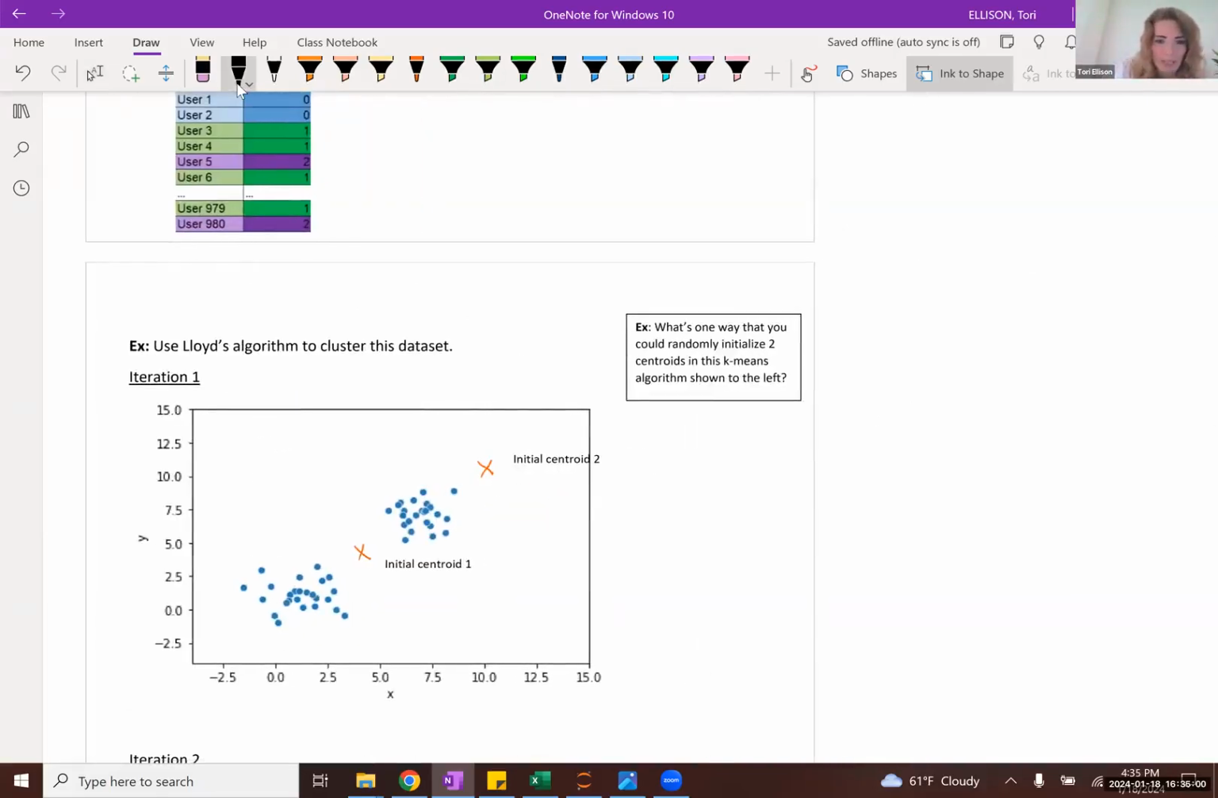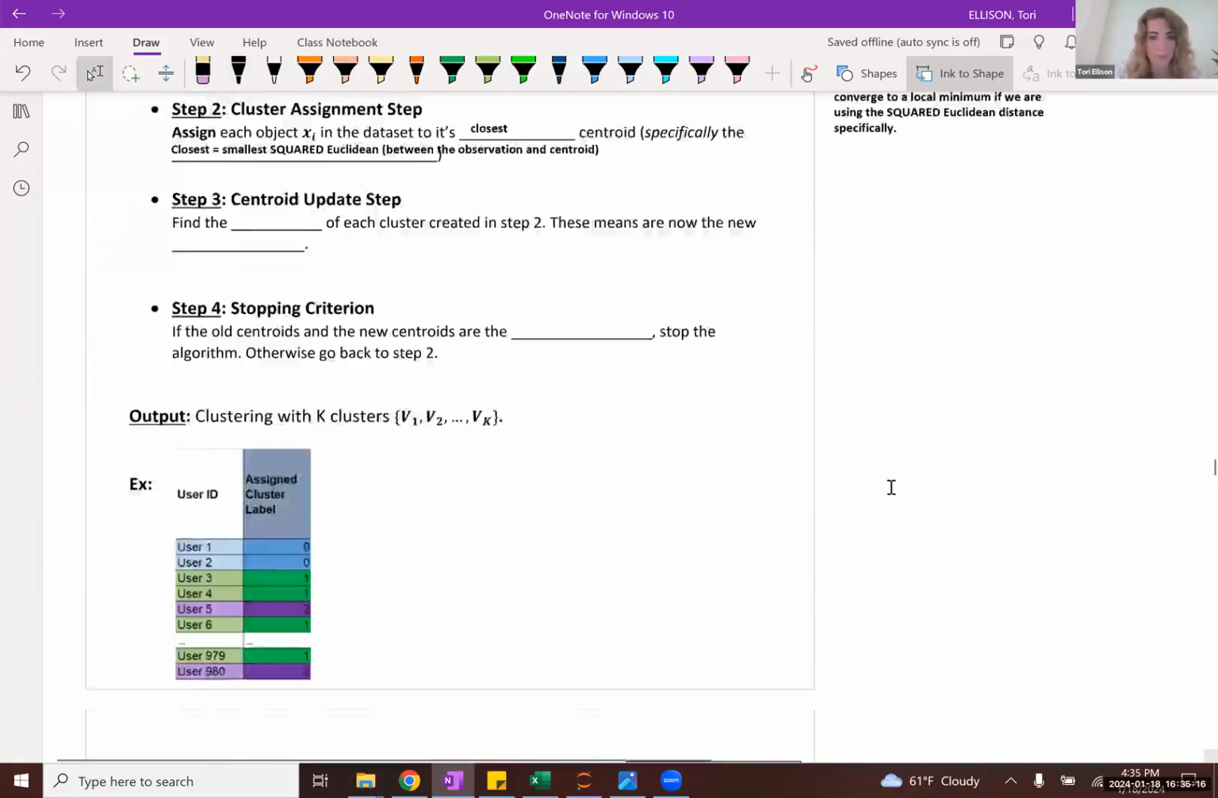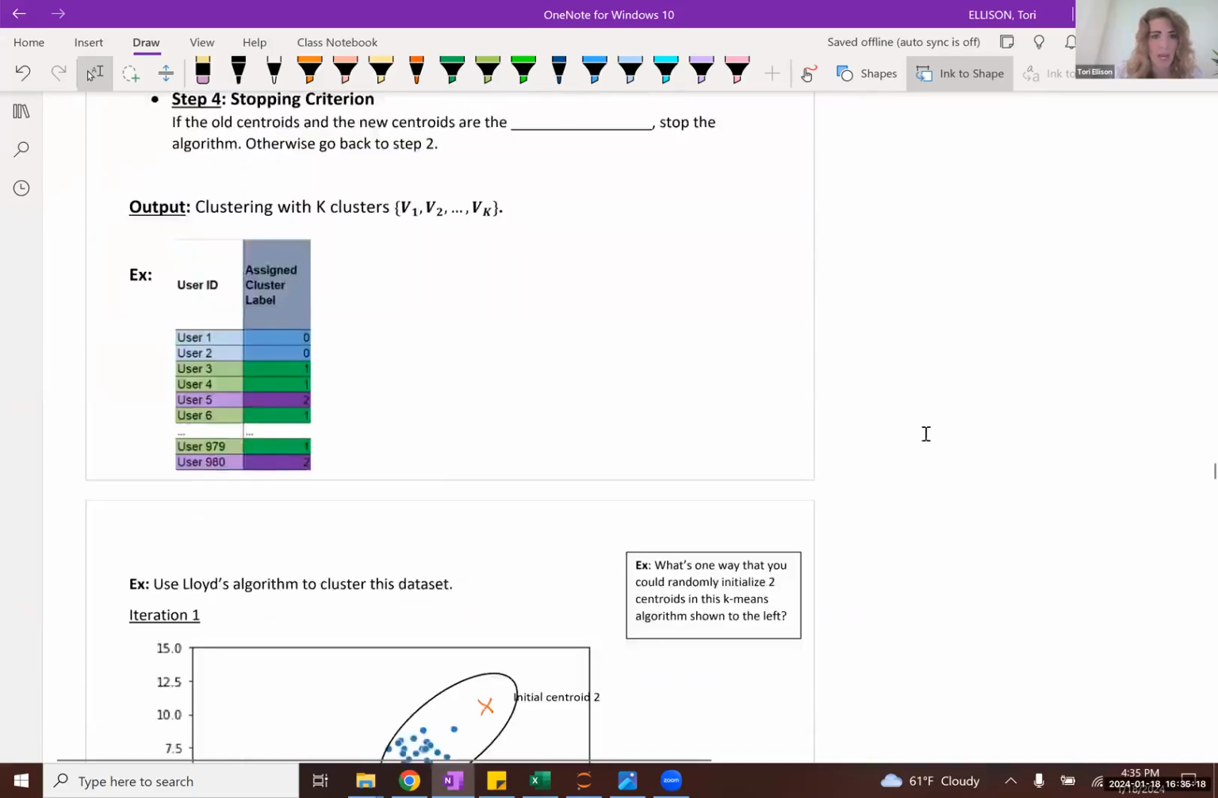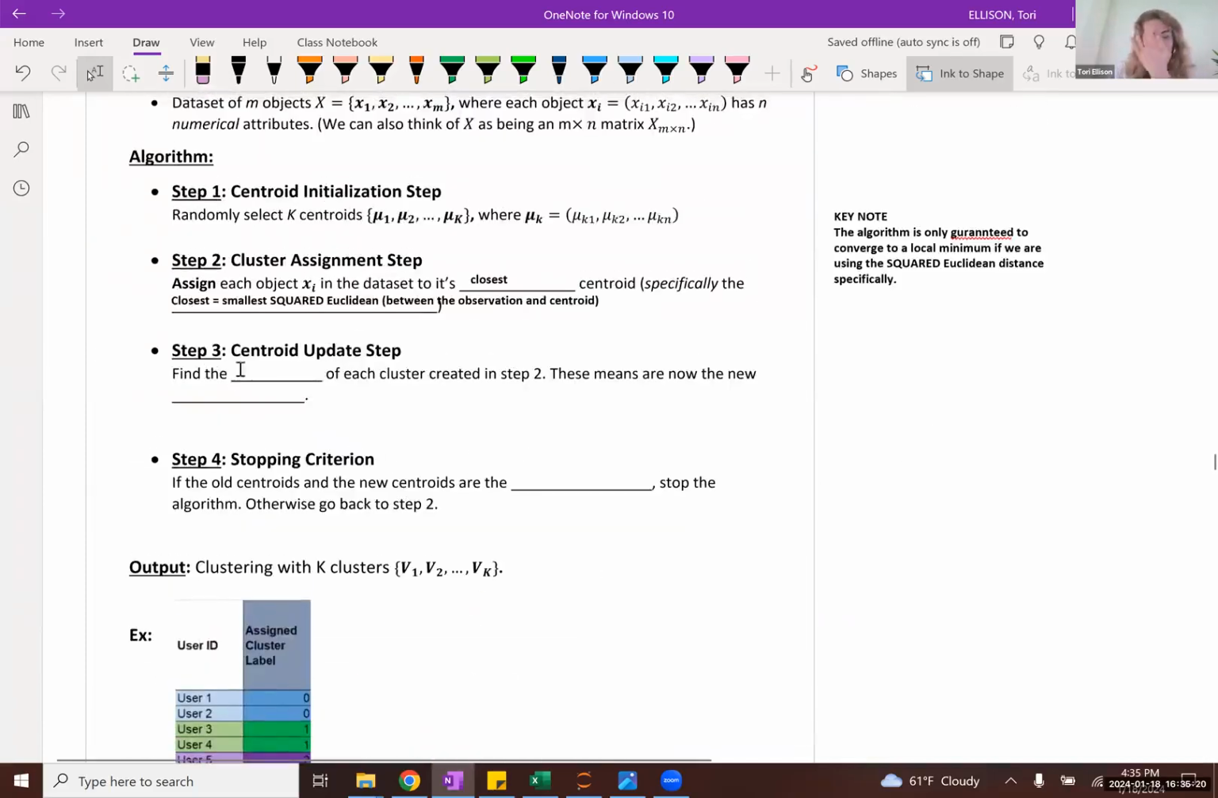so basically we can see that each of these observations here are closest to this centroid. So all these observations get assigned to cluster 2. And then we can see that each of these observations here are closest to this centroid, so they get assigned to cluster 1. Okay. And so the next step is the centroid update step.